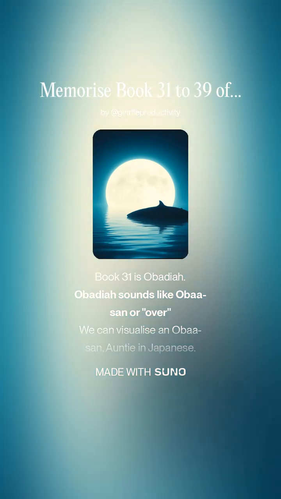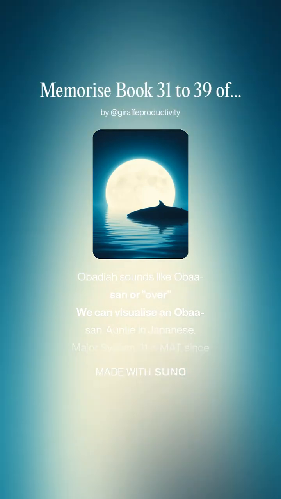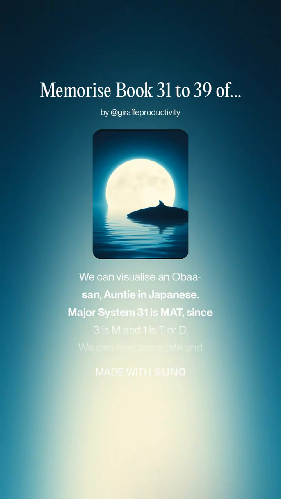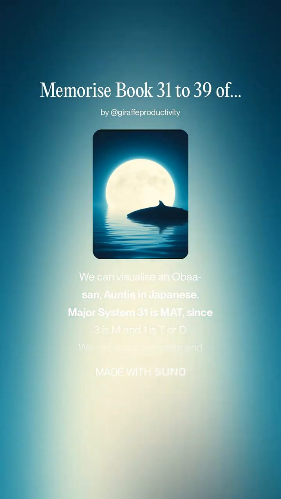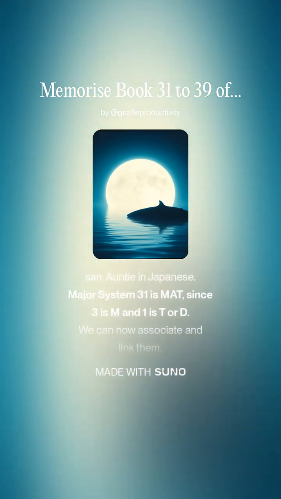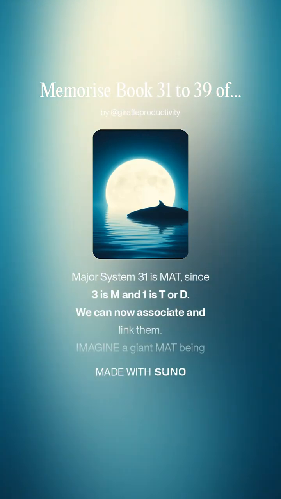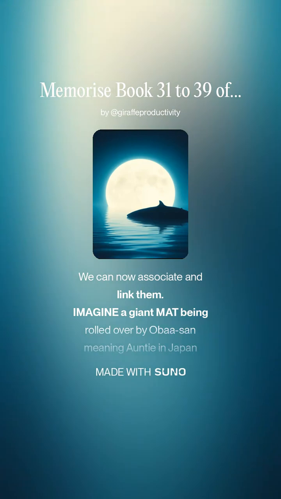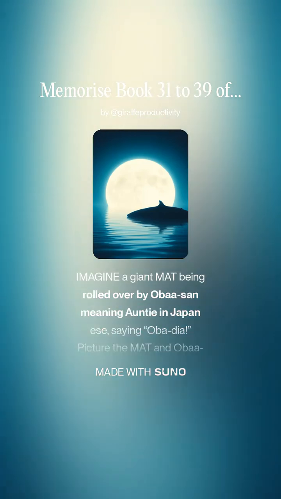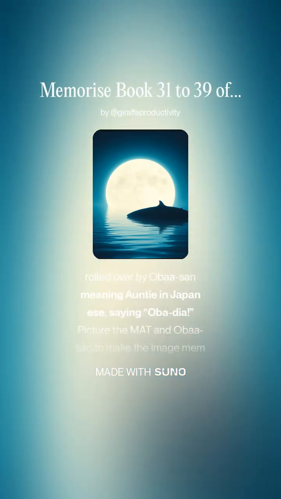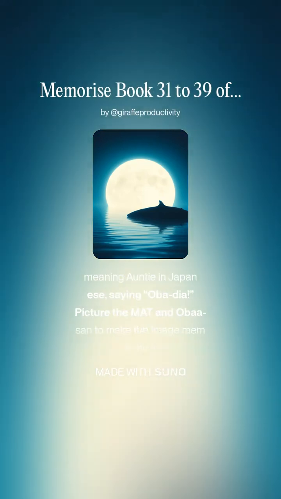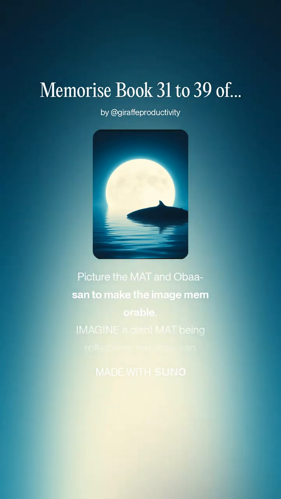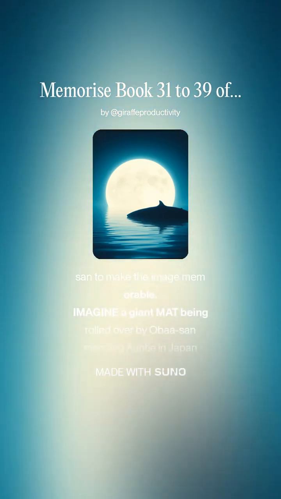Obadiah sounds like Obasan or Rover. We can visualize an Obasan, an auntie in Japanese. Major system 31 is mat, since 3 is M and 1 is T or D. We can now associate and link them. Imagine a giant mat being rolled over by Obasan, meaning auntie in Japanese, saying Obadiah. Picture the mat and Obasan to make the image memorable.